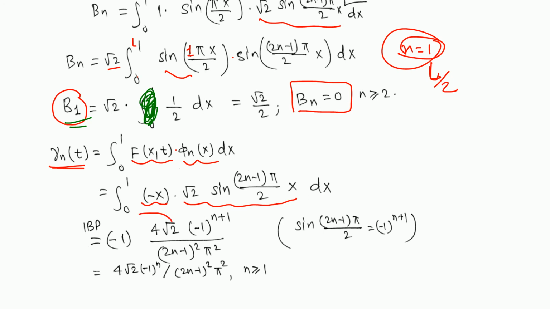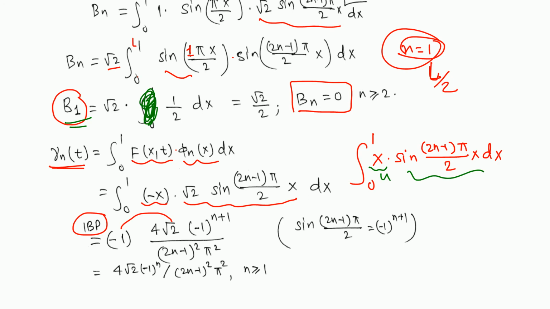Okay, this is negative root 2 outside, and x times sine of (2n minus 1) pi x. Now we can do integration by parts. So when we pull negative root 2 outside, that leaves the integral from 0 to 1 of x times sine of (2n minus 1) pi over 2 x. And we do integration by parts. This is u dv.